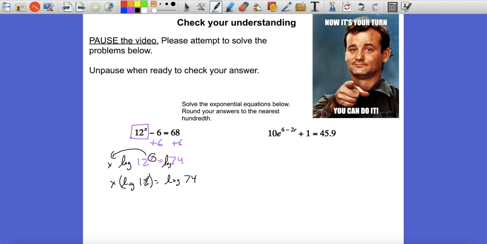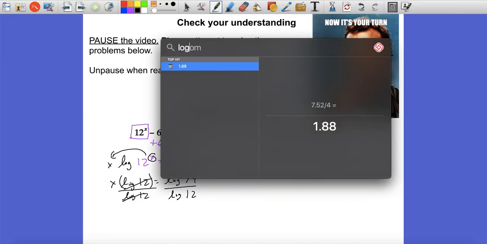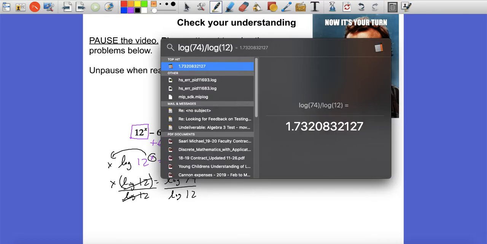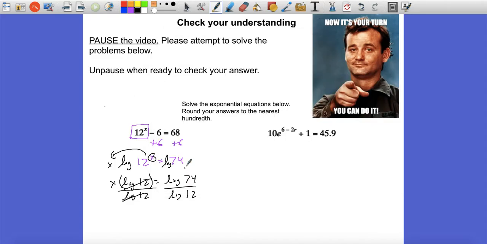Remember, log 12 is a thing, so I got to divide by log 12. And that is how I solve for x. Log 74 over log 12. We enter that into our calculator. Log 74 divided by log 12. We get 1.73. So x equals 1.73. And that's rounding to the nearest hundredth.